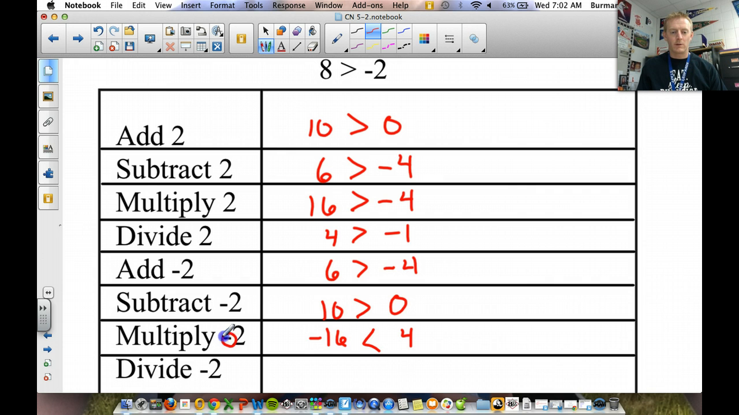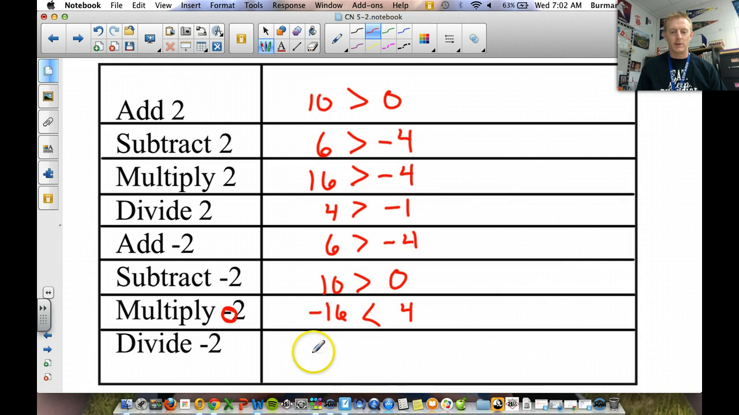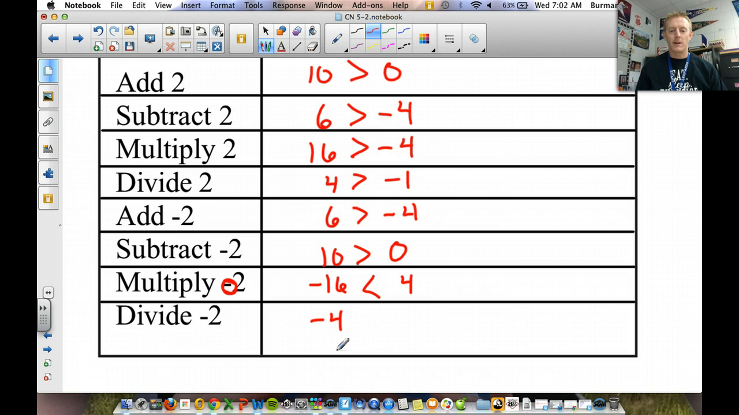So hopefully we'll notice a pattern here. The sign must change for it to be true. If we divide by a -2, it was an 8 divided by -2, which is a -4, and a -2 divided by a -2 is a +1. So the sign again must change. The inequality sign must change in order to make this true.